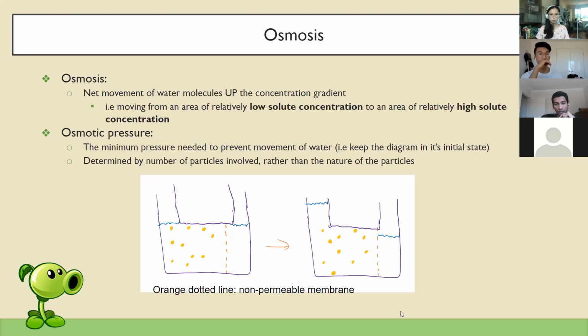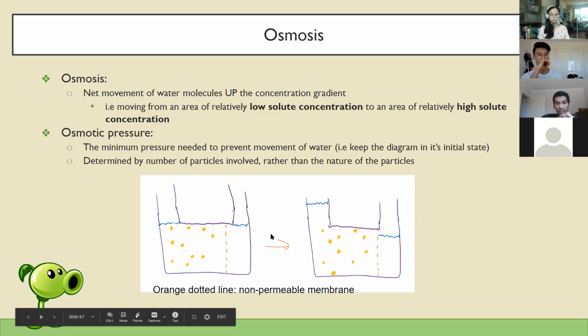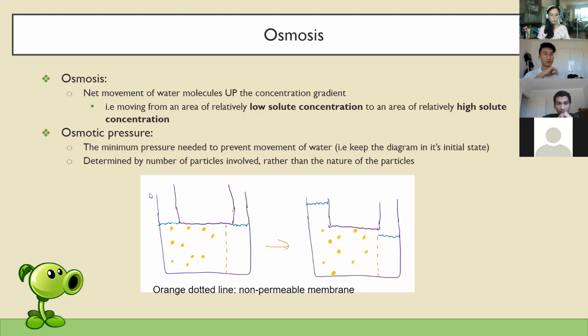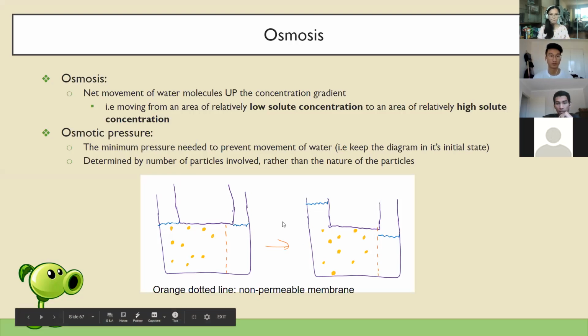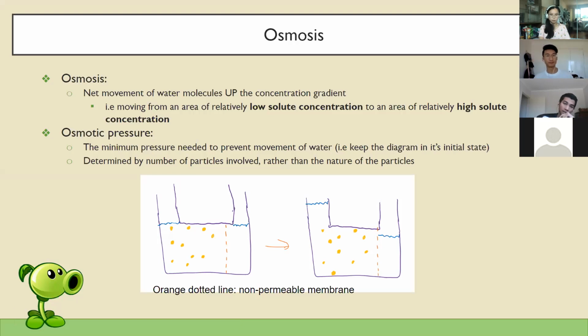So if osmosis is this entire diagram on the slide, then your osmotic pressure would be the amount of pressure you need to keep it in that initial state. It'll be pushing down on the left side. In terms of how you determine that, since pressure is force over area, it depends on the amount of collisions. Basically, it's determined by the number of particles involved, so it's what's called a colligative property. You're basically never going to hear that word again, so just know that it's determined by the number of particles rather than the nature.